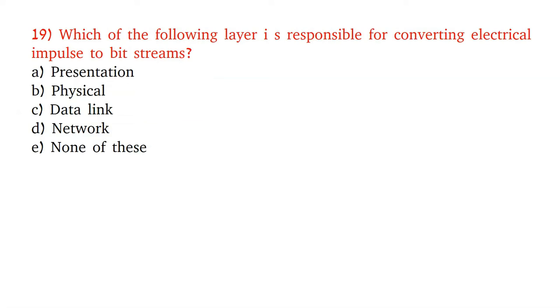Which of the following layers is responsible for converting electrical impulses to bit streams? A. Presentation. B. Physical. C. Data link. D. Network. E. None of these. The right answer is B. Physical.